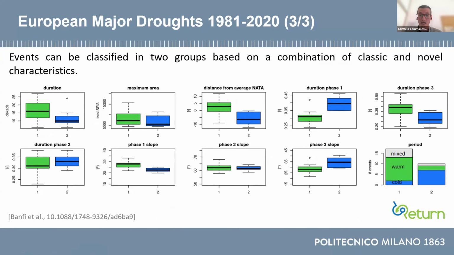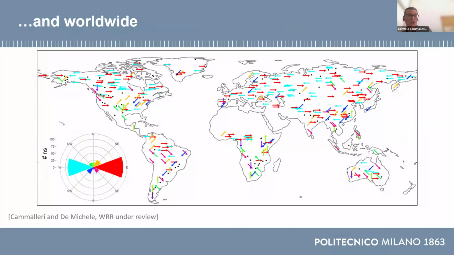And we observed, for instance, how summer and winter drought have very different characteristics in terms of how they evolve spatially and temporally. We expanded this analysis also worldwide. This is research that we did very recently, it's still under review. And you can see how this predominance of west-east development is not common just for Europe.